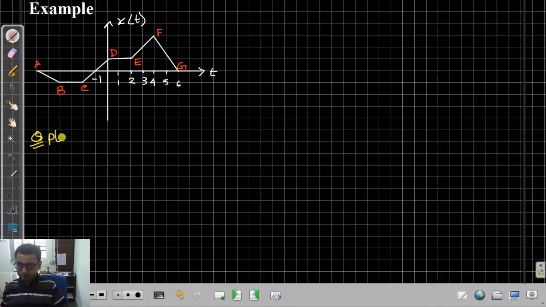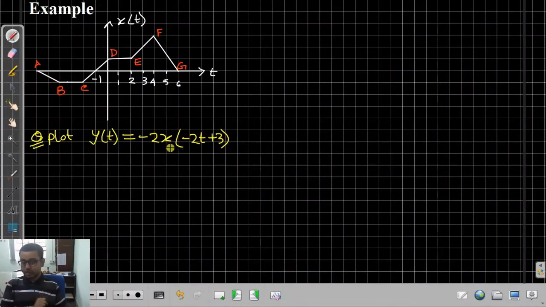Okay? And the question is, plot the function y(t), which is defined as, say, -2x(-2t plus 3). That's the question. We shall solve this question in a number of steps, and the steps are like this.